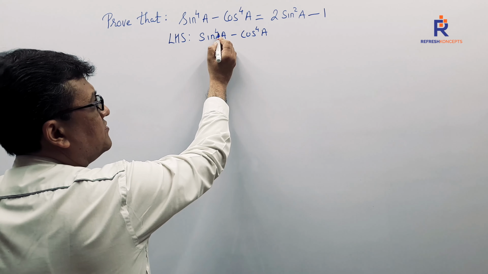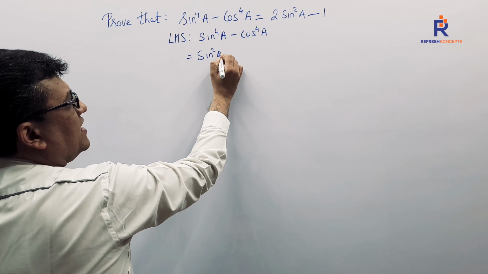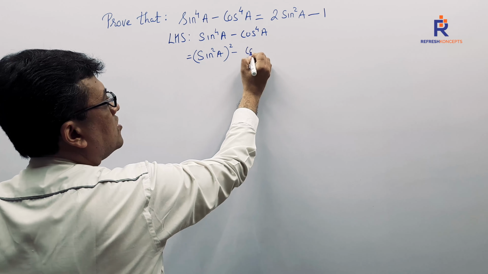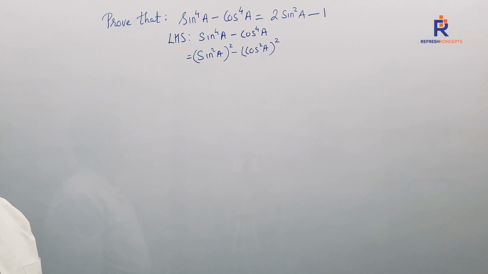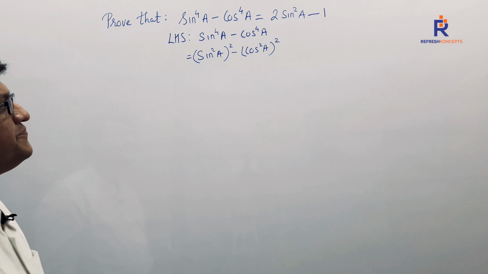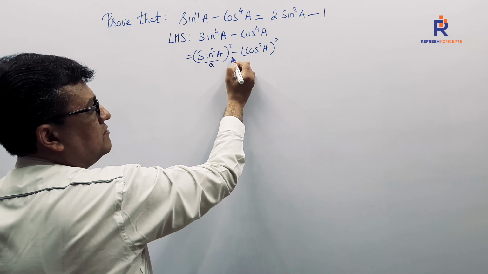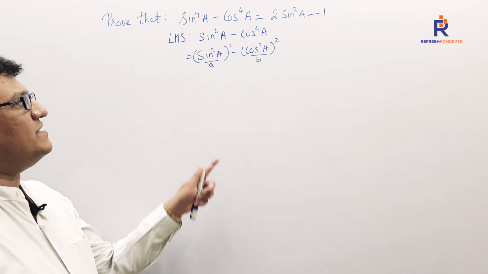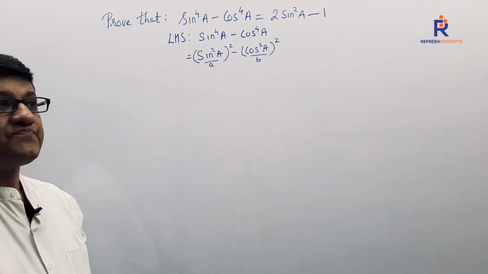Children, can I write down this to the power 4 as sine square a the whole square minus cos square a the whole square? Don't you think so that eventually we have converted this into a square minus b square? Just tell yourself that within this particular sum, your a is sine square a, your b is cos square a.